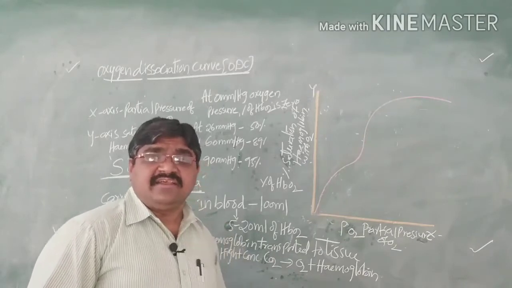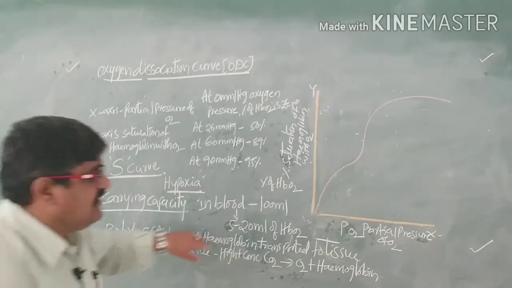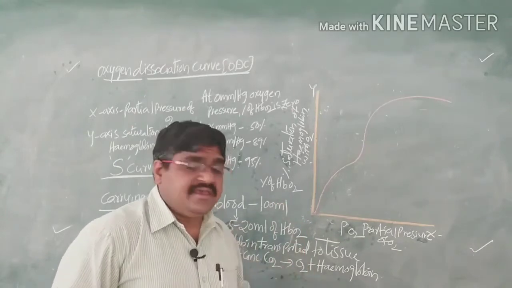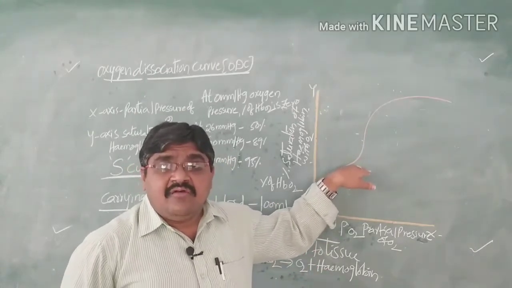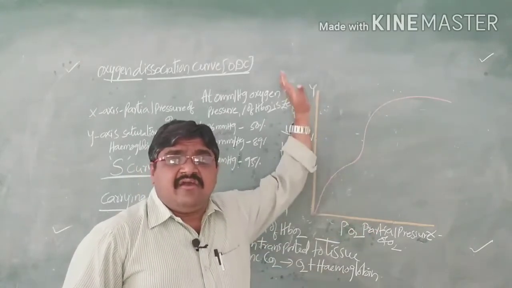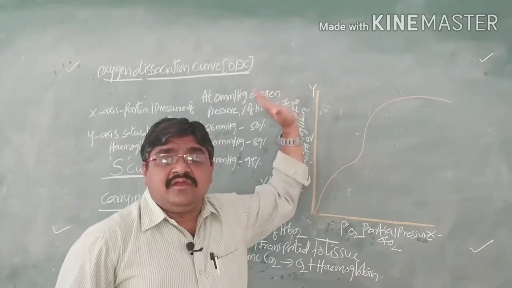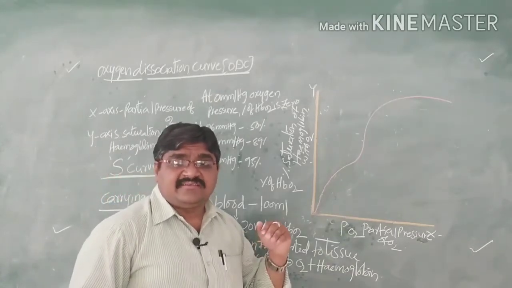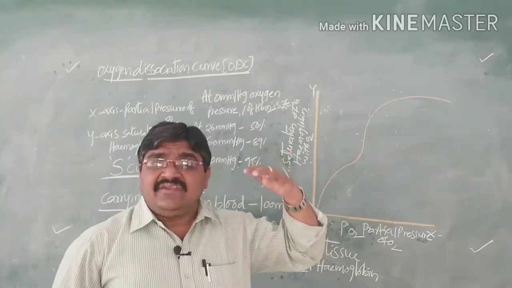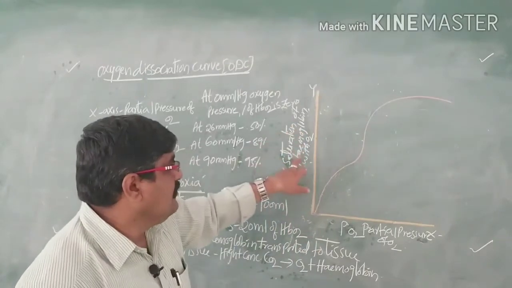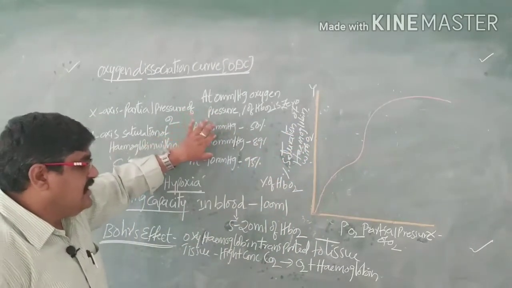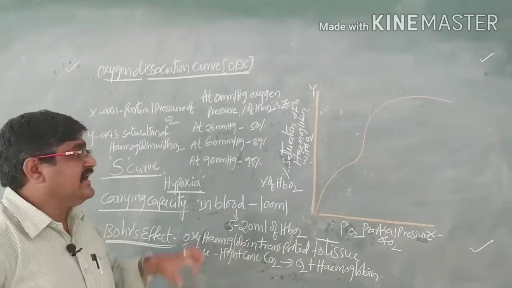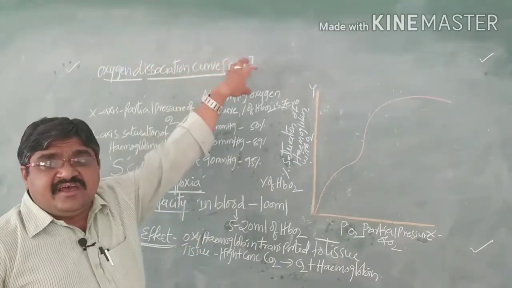This type of effect is called Bohr's effect, and it shows in the form of an S-shaped curve. This curve is called the oxygen dissociation curve. On the x-axis are the partial pressures, and on the y-axis is the saturation of hemoglobin with oxygen. If the partial pressures increase, the saturation of the hemoglobin with oxygen also gradually changes, and it shows in the form of an S-shaped curve. So we can call that an oxygen dissociation curve.